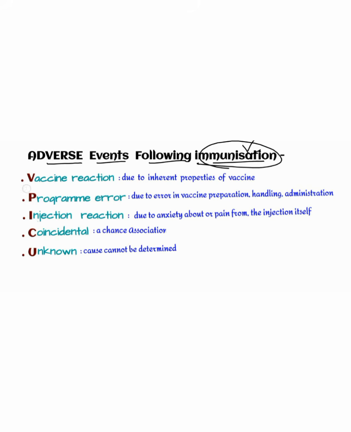These are classified into 5 types and we can remember them like, if you won't follow the vaccine program, there may be chances to admit in ICU. So vaccine program, firstly vaccine reaction and then program error. With I we can remember injection reaction, with C coincidental and with U unknown.